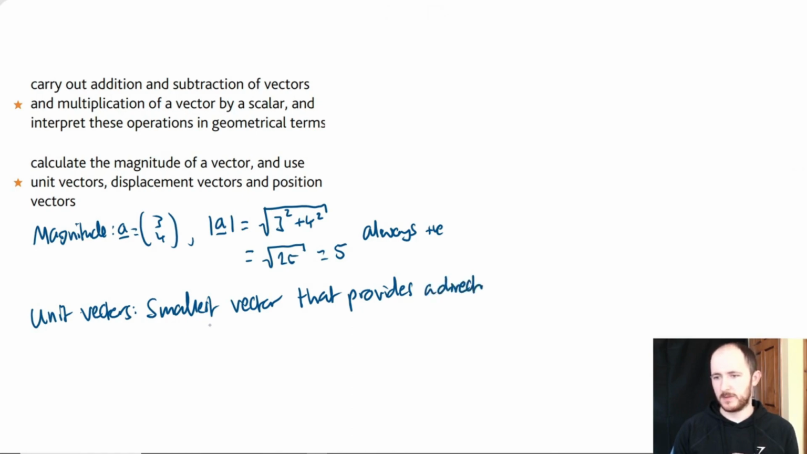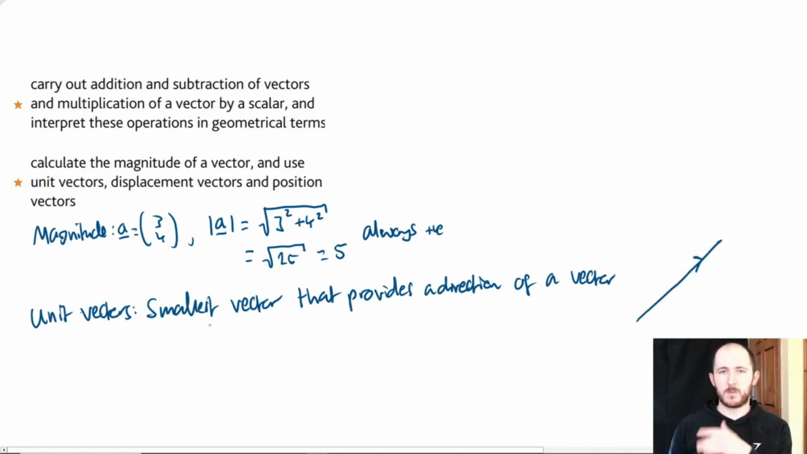But of course, you might have a vector that is quite long and goes not just in the x, y, or z axes, but it could go in all three of them. You could have vectors like 1, 2, and 3.